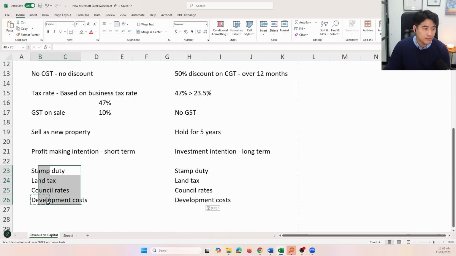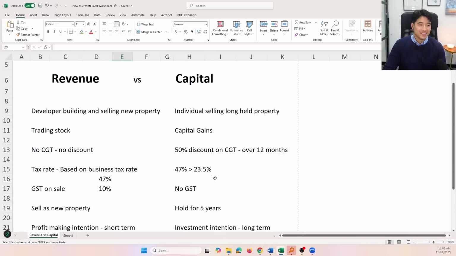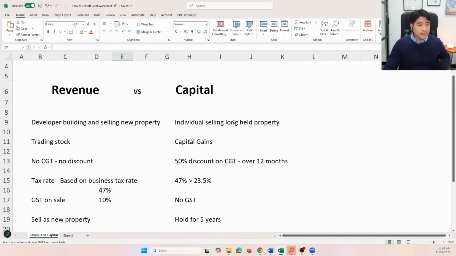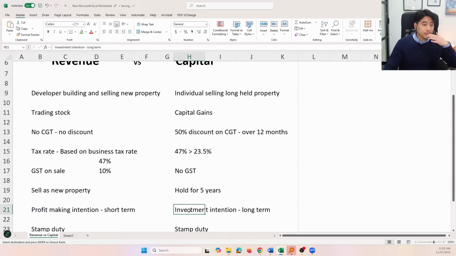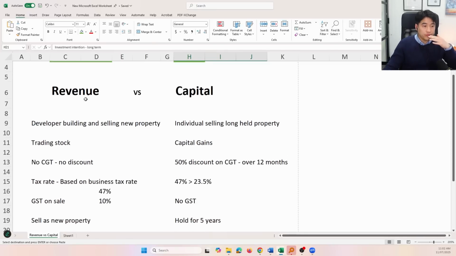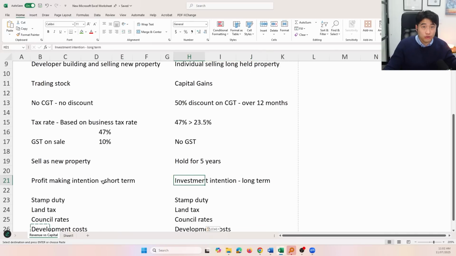I was just saying that the government taxes you a lot. They charge you for everything. As an investor though, your intention is to actually hold it for the long term and receive rental income. The difference between an investor versus a property developer is that they're not trying to sell the property for profit.